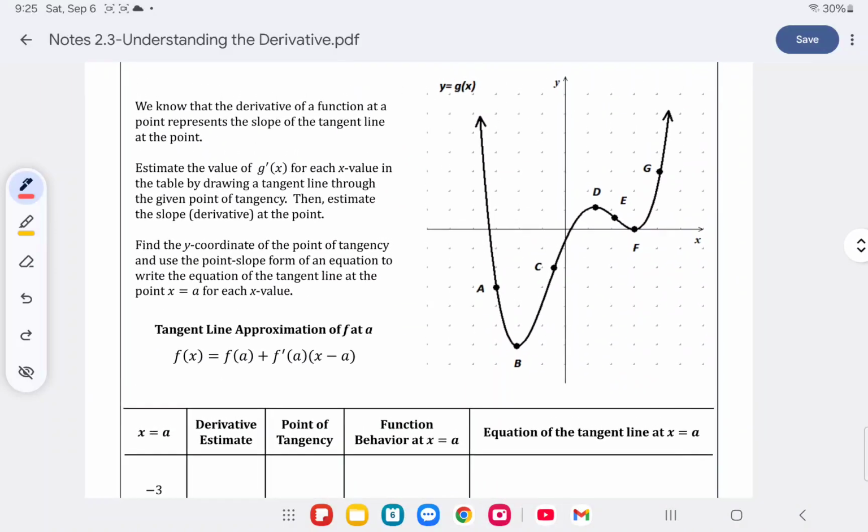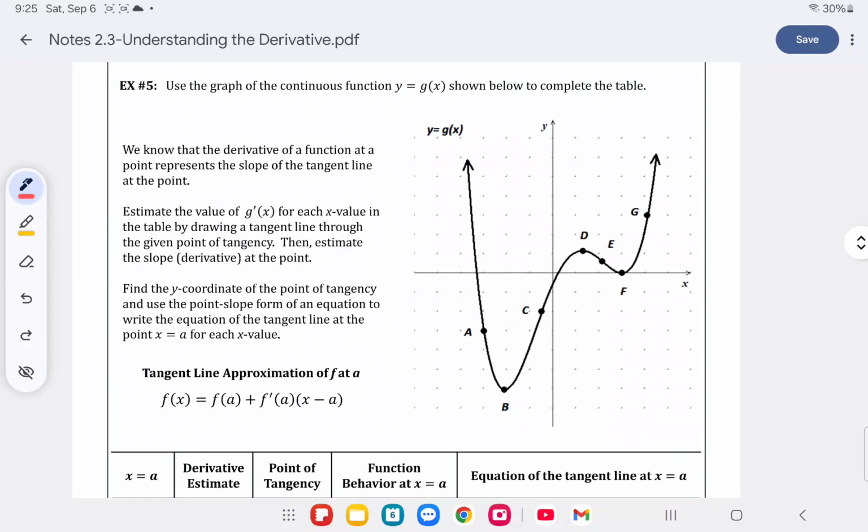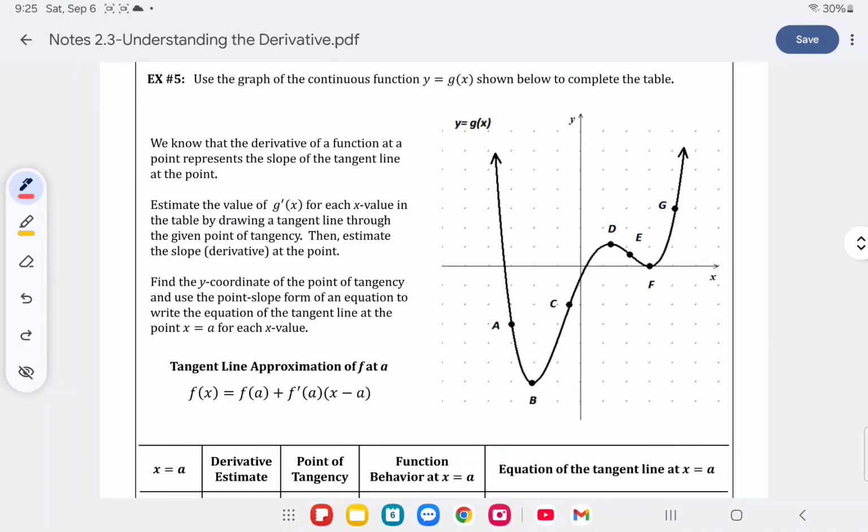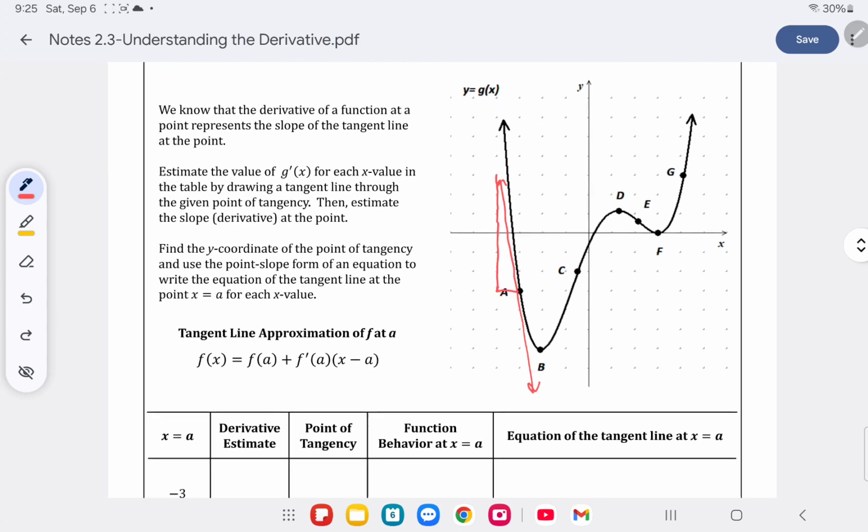This is the thing we'll end with. So we're going to draw a tangent line at each one of these points, estimate what that slope is, and then write an equation of the line, basically. So at point A, if I'm drawing a tangent line here, I'm not good at this. Okay, that's not too bad. So I'm getting about a rise of 1, 2, 3, 4, 5, 6 over 1, a -6 slope about at A.